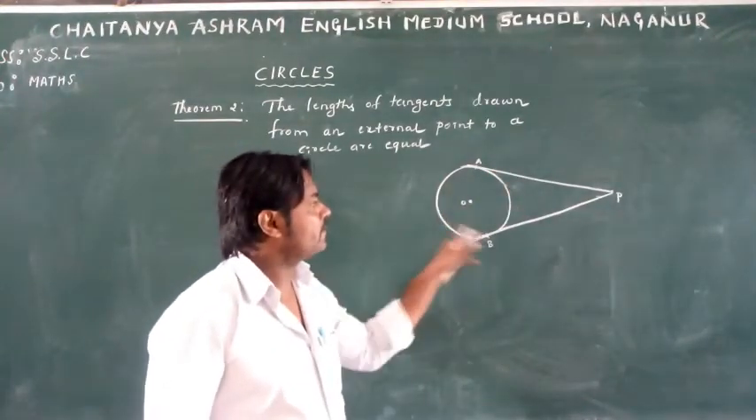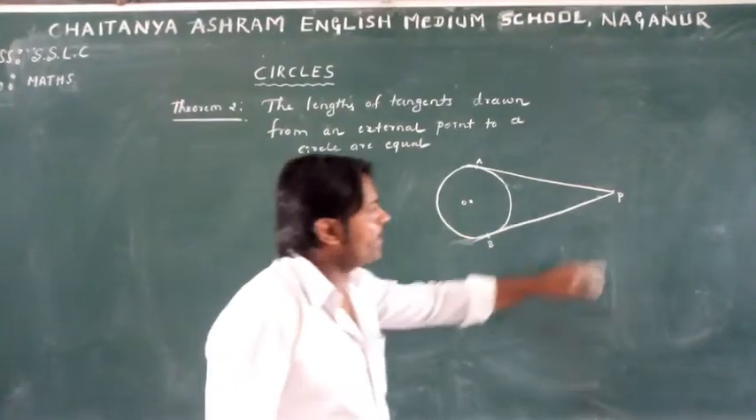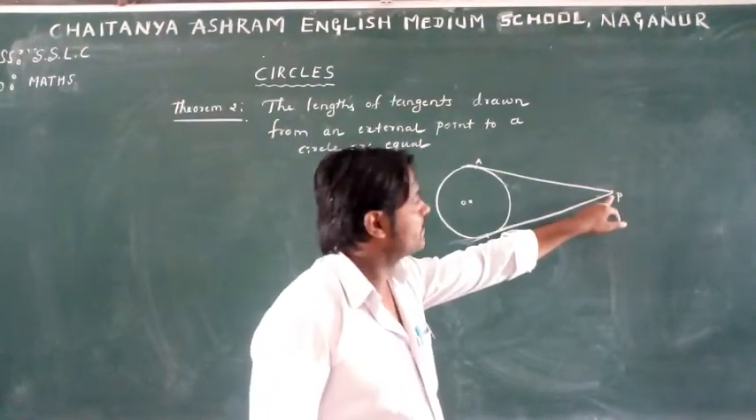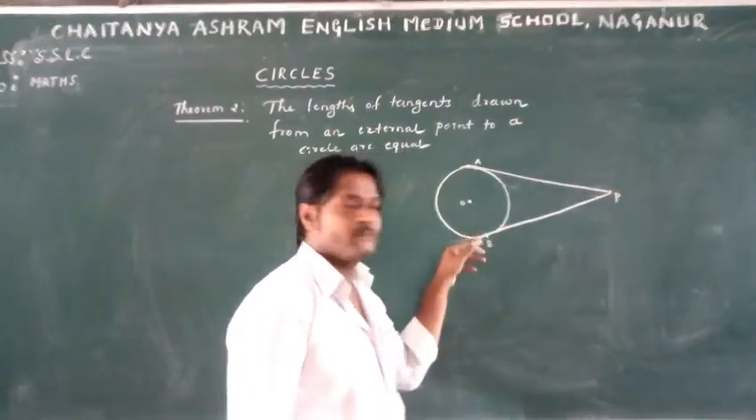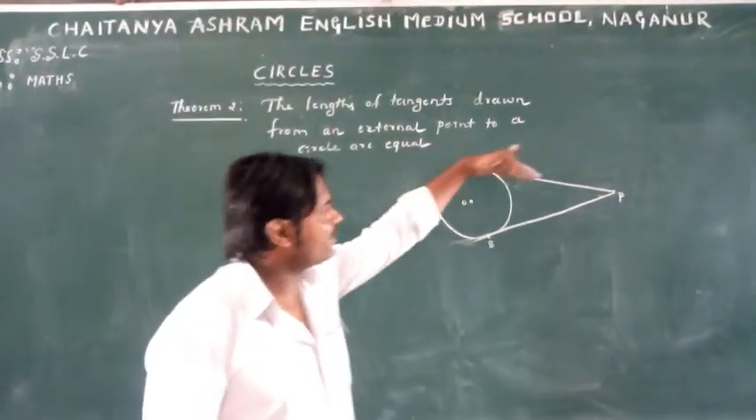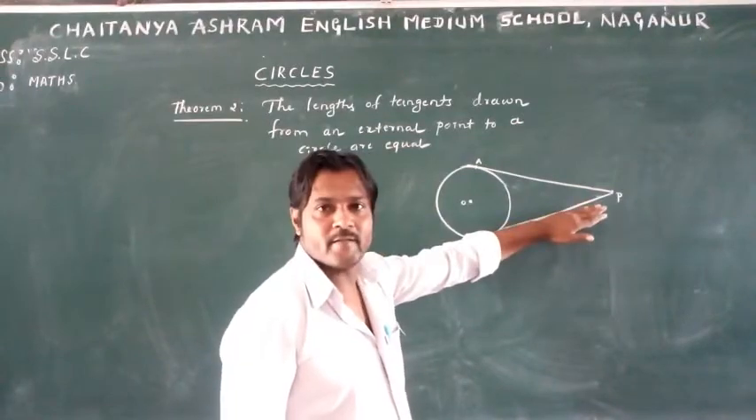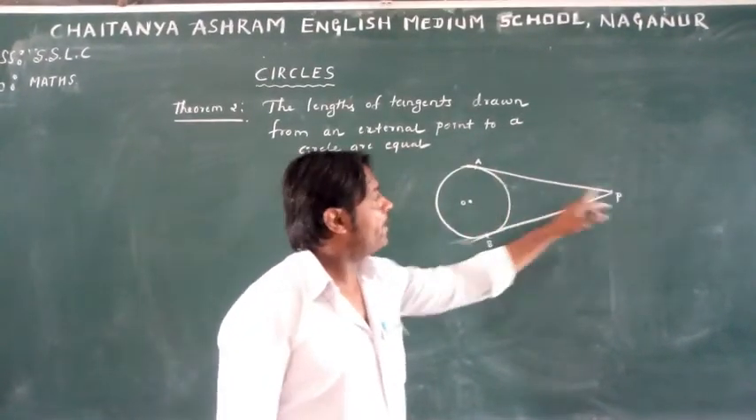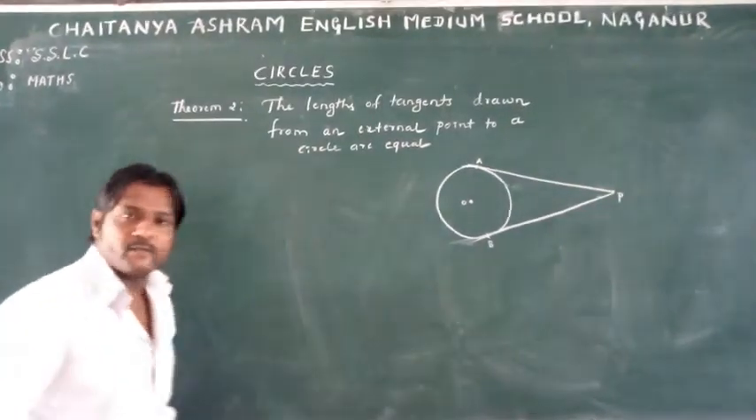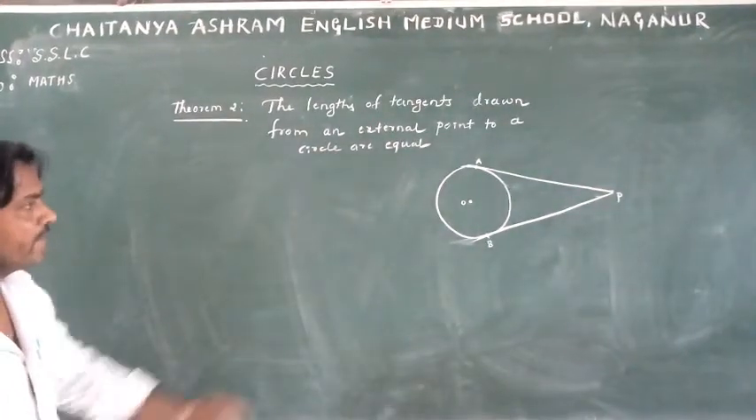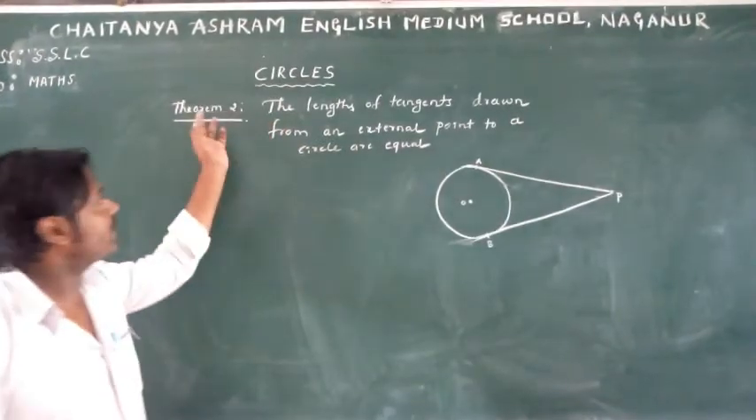There is a circle with center O. P is an external point. From the external point, there are two tangents. We prove these tangents are equal in length. That is, symbolically, AP is equal to BP. This we are going to prove in this video. This leads us to theorem number 2.